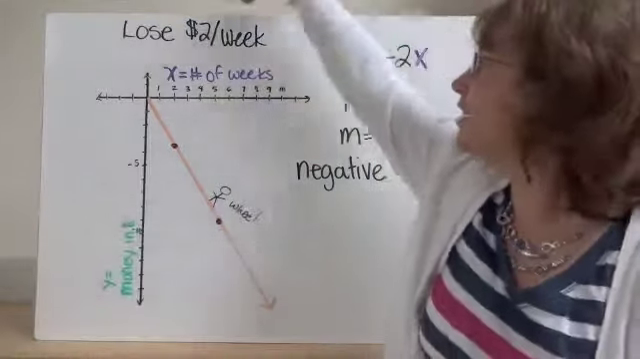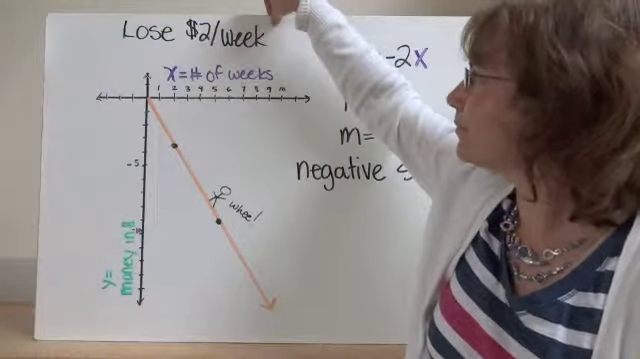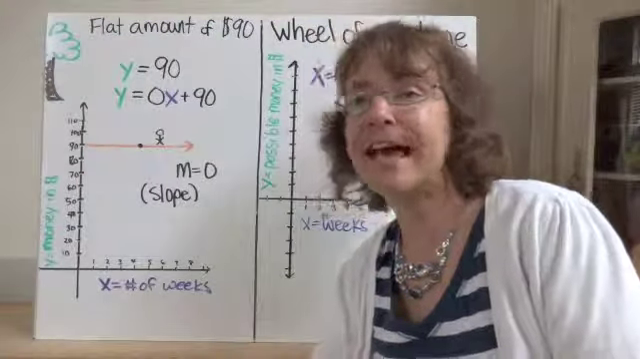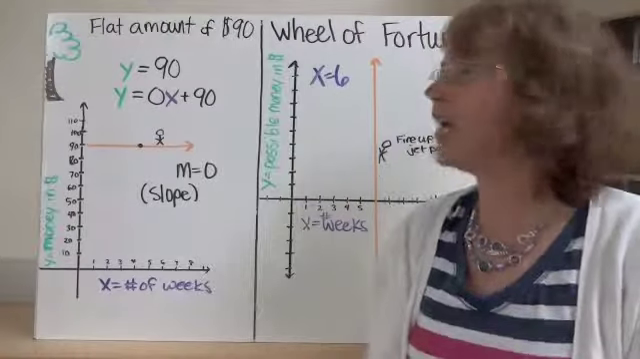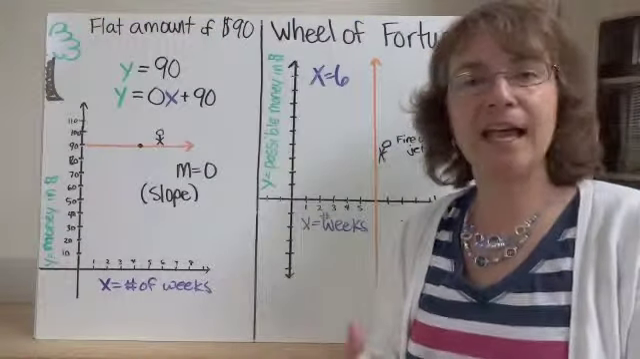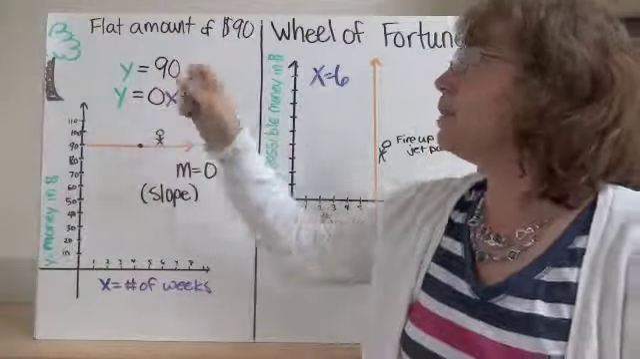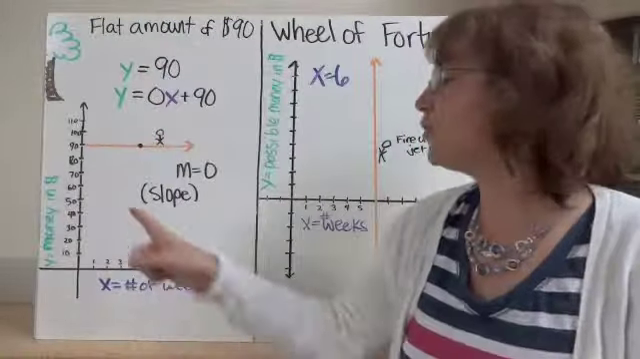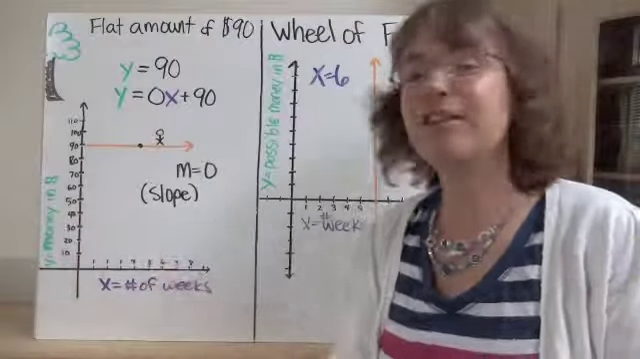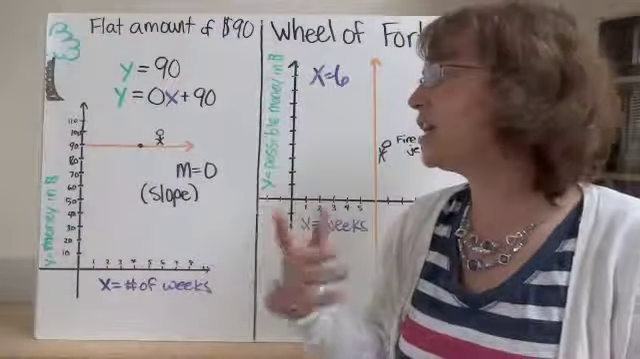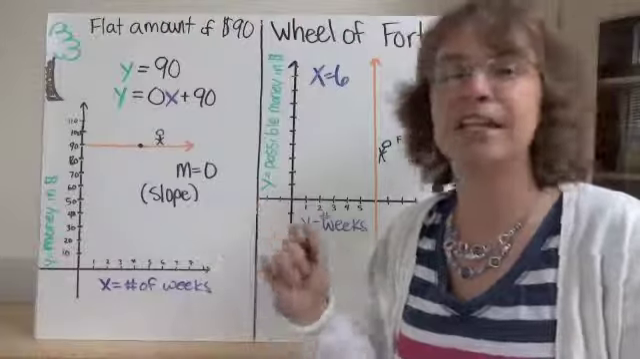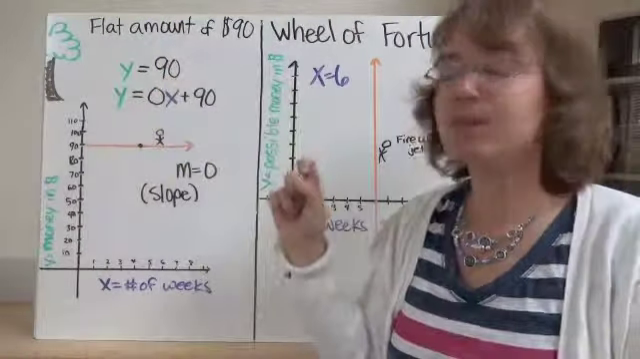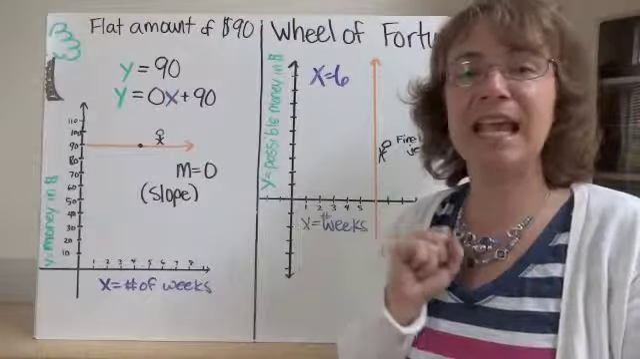Now there are two other scenarios we can look at with slope. Let's say you're given a flat amount. Say you're building a family tree house and your parents say, I'll give you $90 to build the tree house. I don't care how many weeks it takes you, you get a flat $90. So no matter how many weeks, the amount of money that you're going to earn is always $90. It's never going to change. You don't get $90 each week. So Y, your amount of money, is always equal to $90. It doesn't matter how many weeks you work.